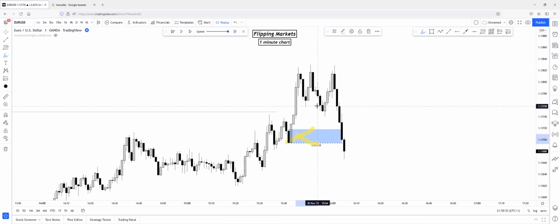Okay, let's find the supply zone that caused the break of this demand zone. As you can see, here's an inefficient push that came into the market. Here's the liquidity sweep from this region. Here's the change of character. So which supply zone caused this change of character, inefficient push, and liquidity sweep?